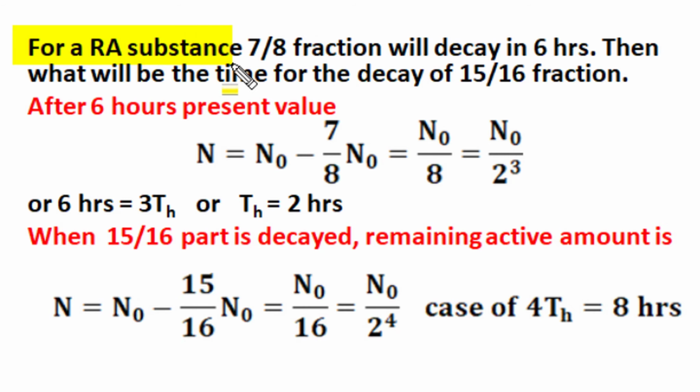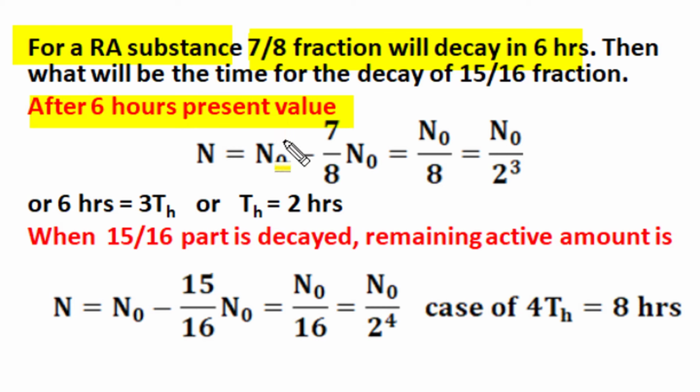For a radioactive substance, the 7/8 fraction of the radioactive substance will decay in 6 hours. It is given to us. Then what will be the time for the decay of 15/16 fraction of the same radioactive substance? That we have to find out. So this question is related to half-life period calculations, but our relation of half-life period relates present number to initial number. So we have to find out the present undecayed fraction from this decayed fraction.